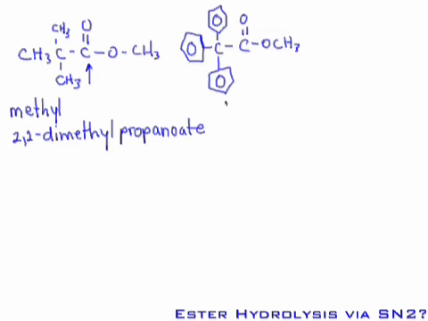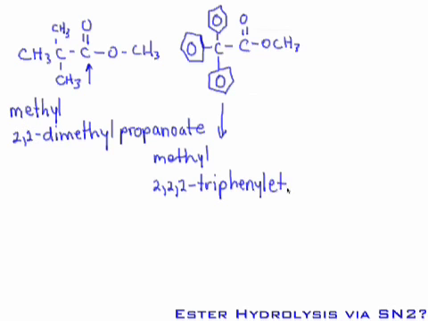So what have we got here? Well, we've got methyl. Well, let's name this one down here. Methyl. And what do we have? We have 2,2,2-triphenyl ethanoate or acetate. And that's 2 separate words. Methyl's one word, and 2,2,2-triphenyl ethanoate is another.